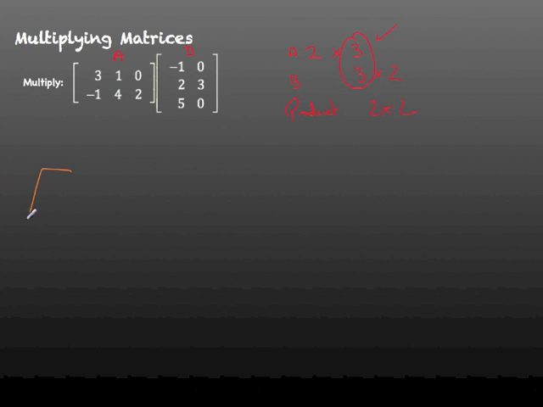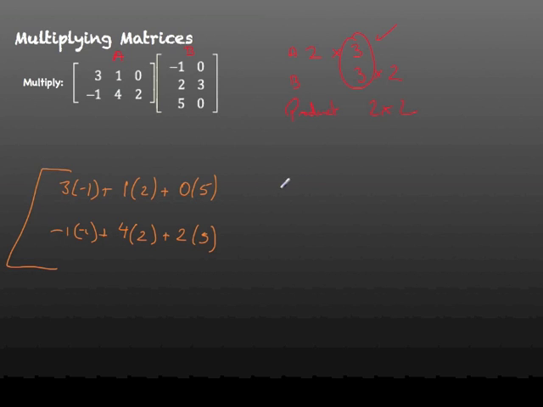So what we're going to do is figure this out. I'm going to take the first element and the first element, so it's 3 times -1. We're going to add that to the second element and second element, 1 times 2, and we're going to add that to the third by third, 0 times 5. I'm then going to drop down, -1 times -1, plus 4 times 2, plus 2 times 5. So that's my first column done.